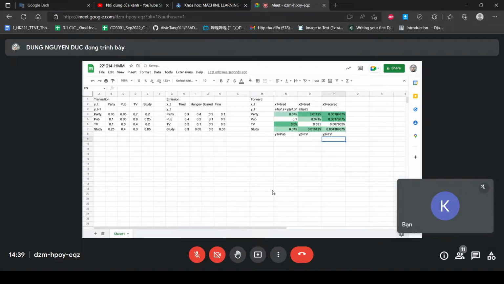So the first day, he goes to the pub. The second day, he is watching TV. The third day, he is watching TV. So it looks like it explains why he looked tired for 2 days and then scared because he didn't study anything. Wow, that's the reason behind the scenes why we need four items.